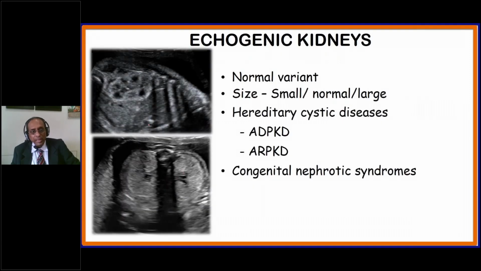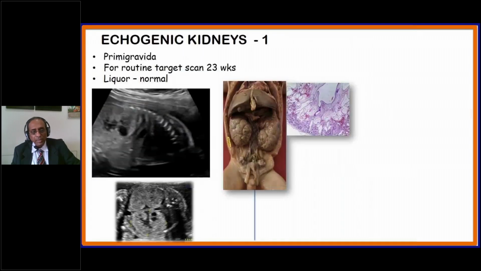Now here are kidneys which are echogenic. When I say echogenic kidneys, the renal cortex is brighter than that of the liver, and here the medullary pyramids are seen very clearly, which could be a normal variant. The echogenic kidneys could be small or large, and there could be hereditary cystic diseases like autosomal dominant or recessive polycystic kidney disease. And lastly, we should also think of congenital nephrotic syndromes. So let's look at one of them.